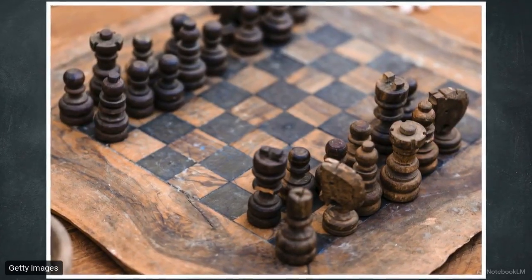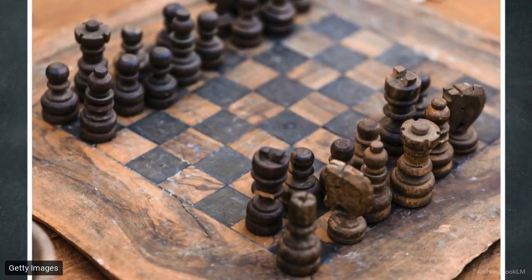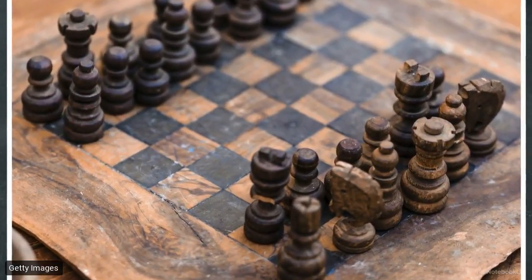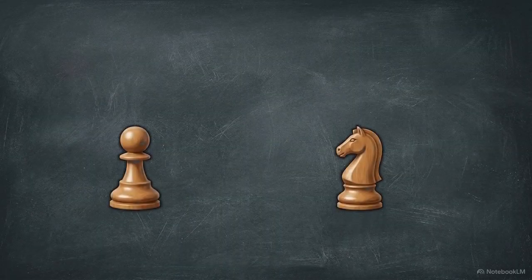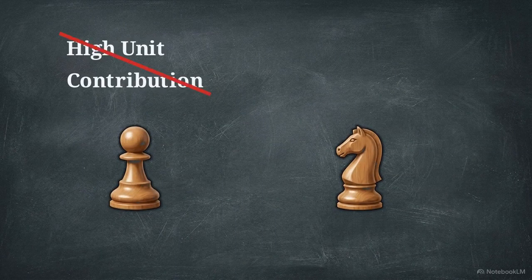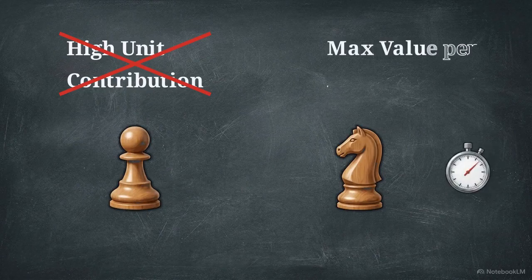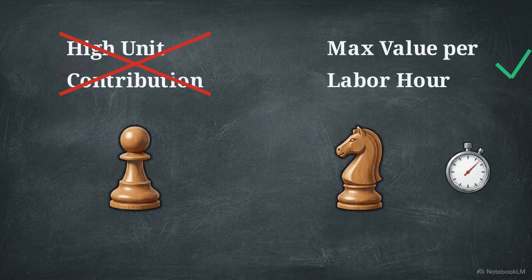Now, consider a situation where production is limited. We manufacture 2 types of chess sets, but we only have 20,000 labor hours available. When resources are limited, you cannot rank products by their unit contribution alone. You must determine which product generates the most value per hour of that scarce resource consumed.